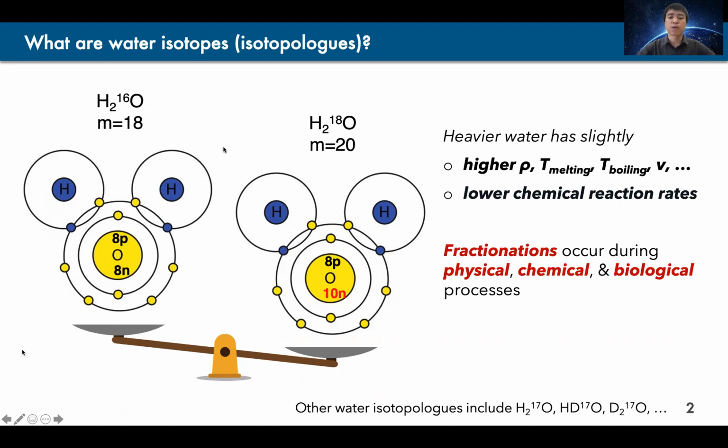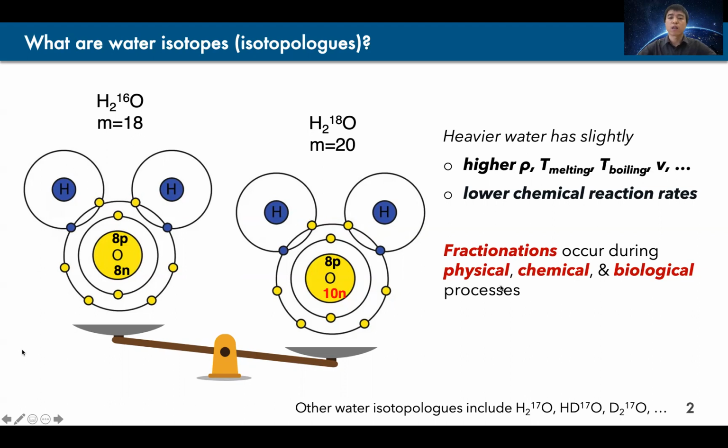This difference in the molecular mass has implications on the physical and chemical properties. Heavier water has slightly higher density, melting and boiling temperature, as well as viscosity, because the chemical bonds are stronger, so they are harder to break. Therefore, the heavier water has slightly lower chemical reaction rates. Because of these differences in physical and chemical properties, fractionation will occur during physical, chemical, and biological processes.